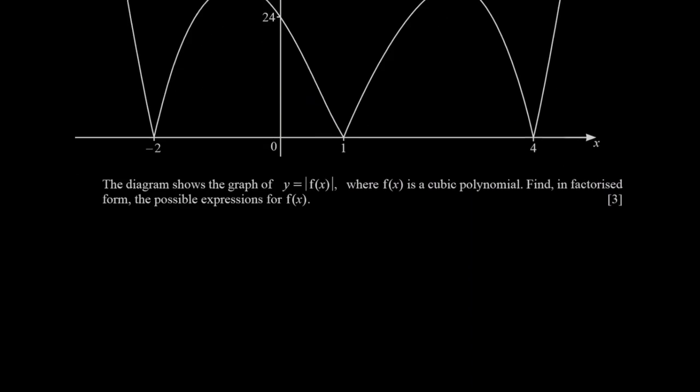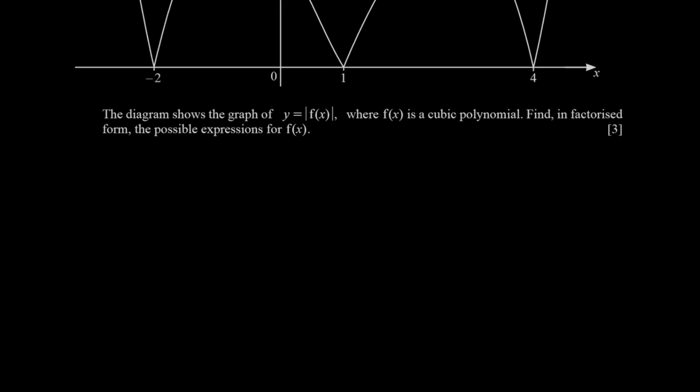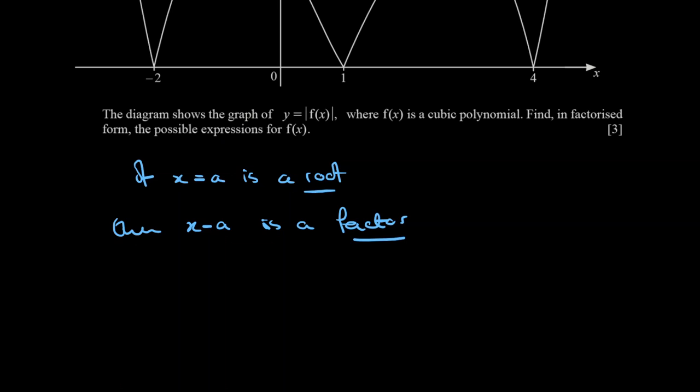Now, the key to doing this question is to understand the factor theorem. What is the factor theorem? The factor theorem states that if x equals a is a root of a polynomial, then x minus a is a factor of the polynomial. Okay, that is really the key thing. So what does that mean? Well, if 2 is a root, x minus 2 is a factor. If 3 is a root, x minus 3 is a factor. If 5 is a root, x minus 5 is a factor.